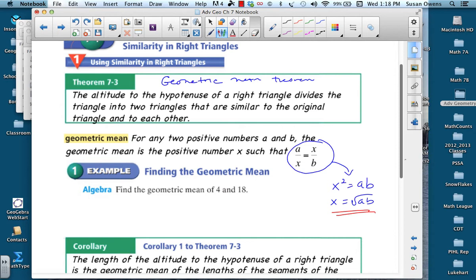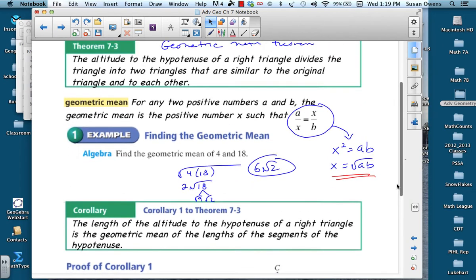So if I want to do the geometric mean between 4 and 18, what I do is it is the product of them square rooted. So square root of 4 times 18. Now, instead of multiplying them together and then square rooting that, you can square root the parts. Square root of 4 is 2, so this is 2 root 18. And then 18 has a 9 in it, so I can break this up into the square root of 9 and the square root of 2. Square root of 9 is 3, and then 3 times 2 is 6. So this is 6 root 2. So the geometric mean of 4 and 18 is 6 root 2.